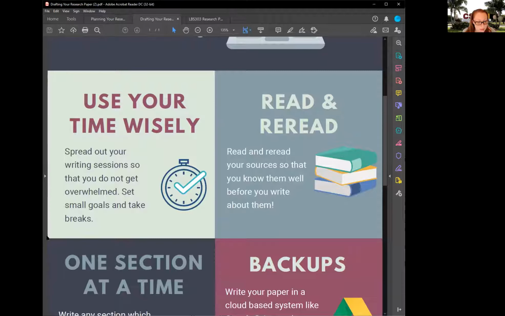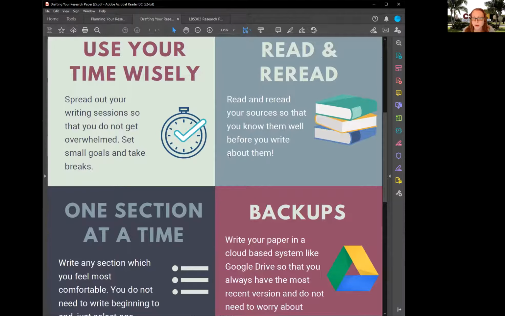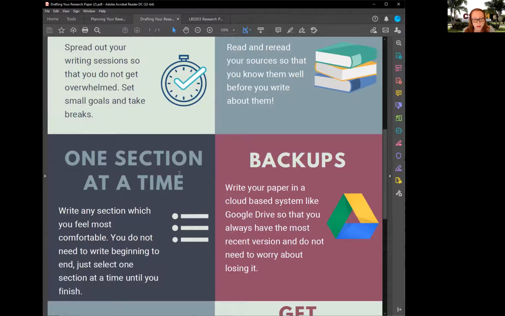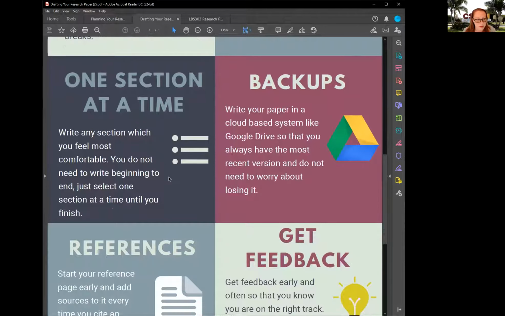Use your time wisely. Spread it out, right? Read and reread. As I'm writing, I'm going to go back and read those articles, read the important sections of those articles again. It's probably good to write one section at a time, and no, you should not just start with the introduction. Most people think that's where you have to start. That is not where you have to start. In fact, I would say that's probably the best that you do that last. The best thing to do would be to pick the sections you feel most comfortable with and start working there.